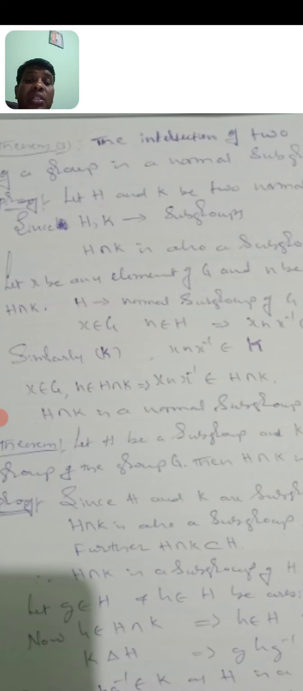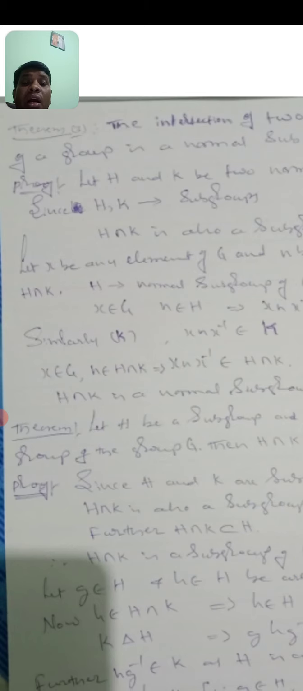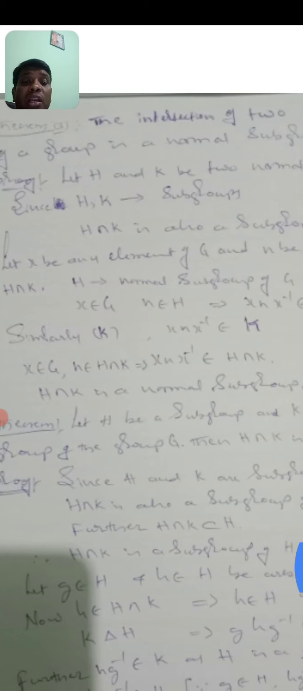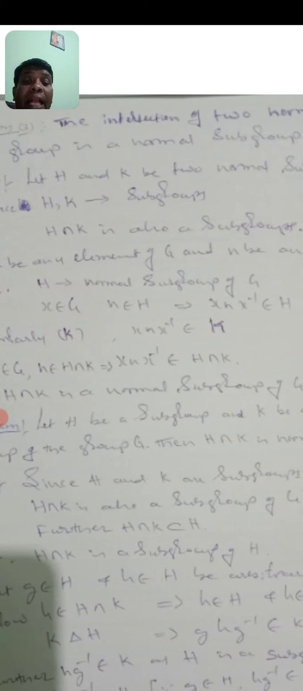Since H is a normal subgroup of G, then x from G and n from H implies xnx⁻¹ belongs to H. Similarly, K is also a normal subgroup of G, so xnx⁻¹ belongs to K. And that is, x belongs to G and n belongs to H intersection K implies xnx⁻¹ belongs to H intersection K. Therefore, H intersection K is a normal subgroup of G.